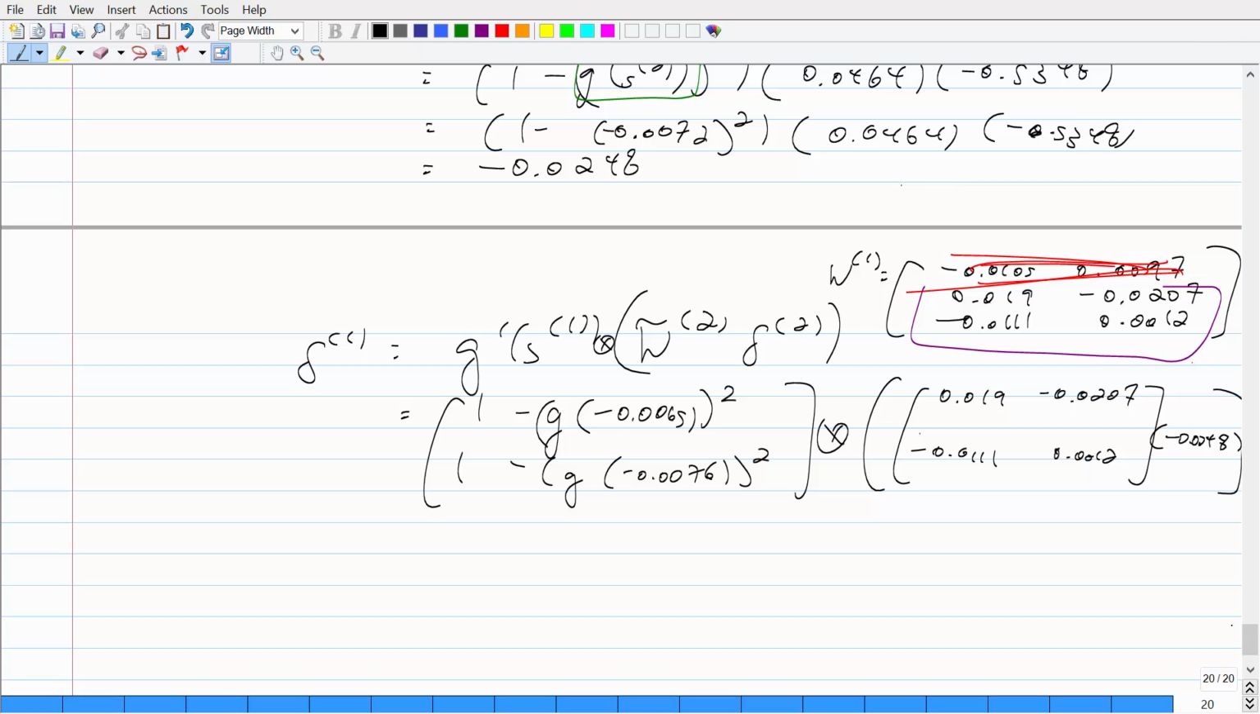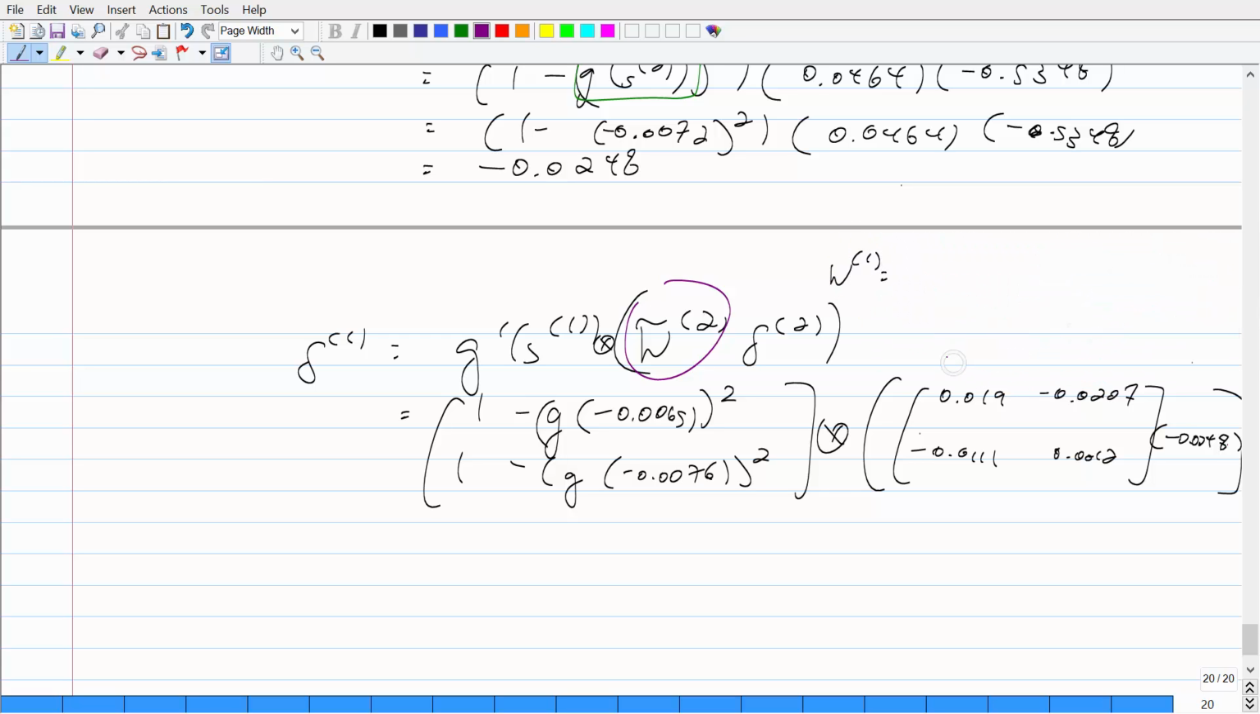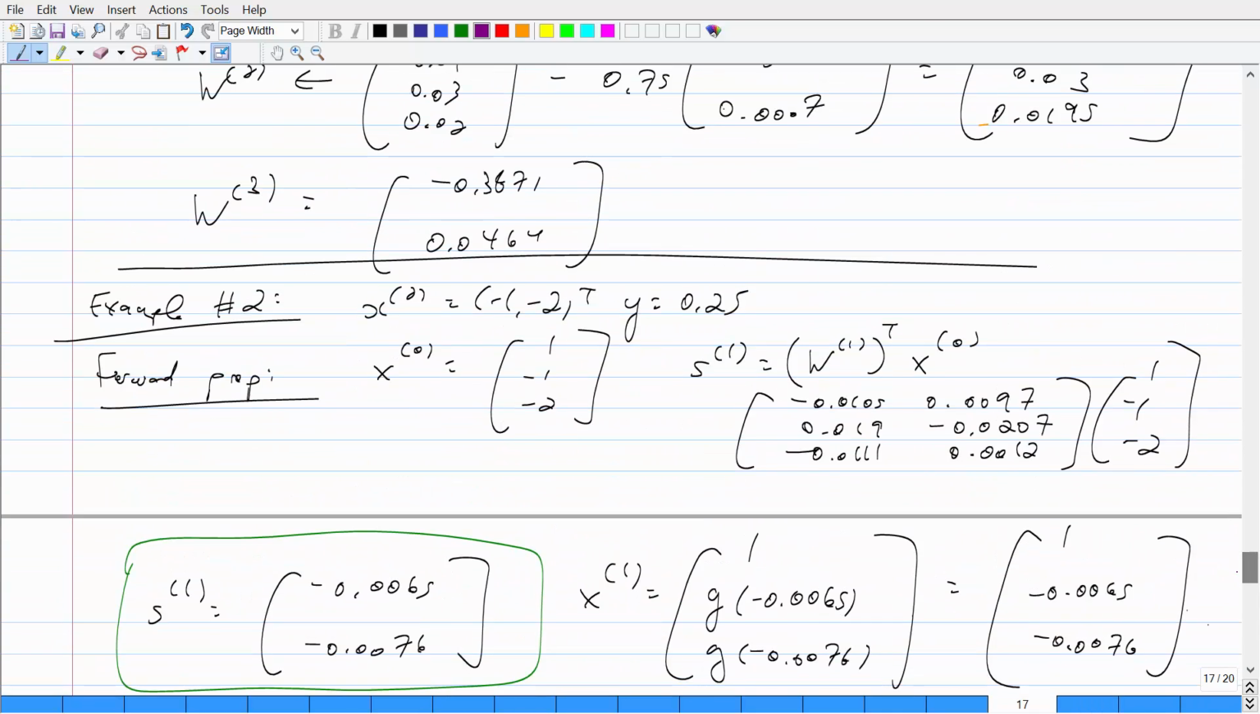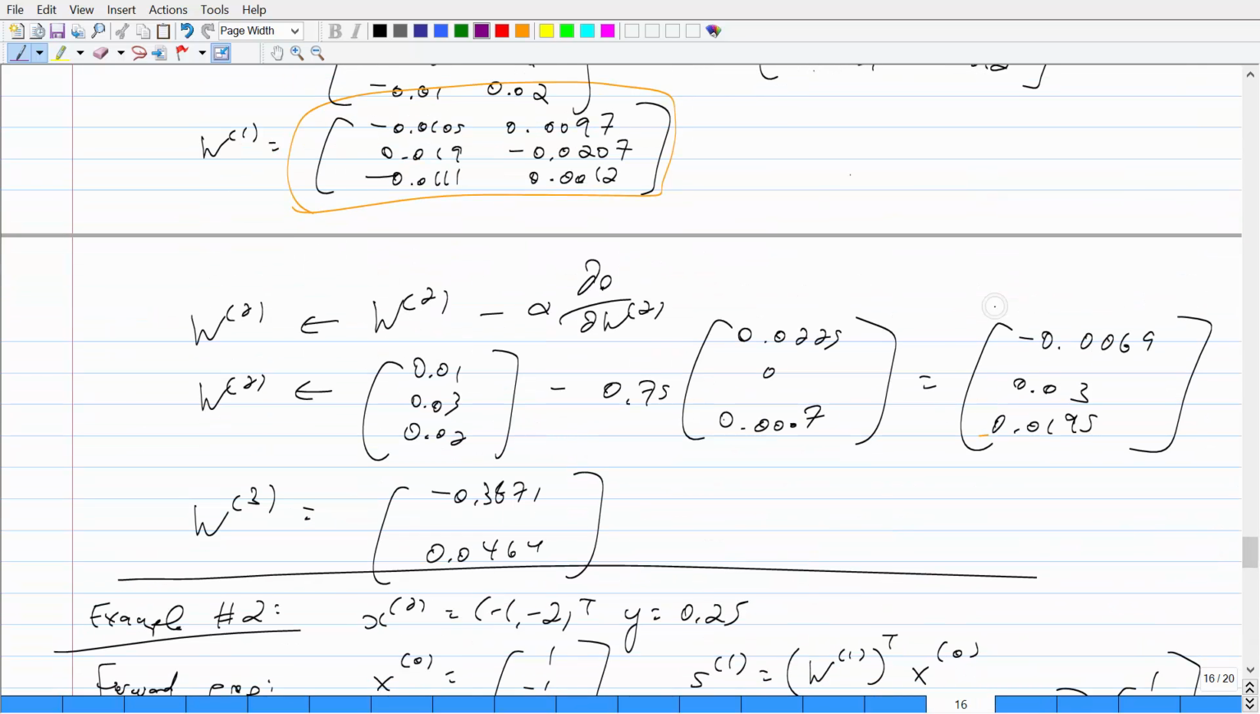Oh, sorry. Oops, I copied the wrong matrix. My bad. This is W1. I need W2. I'm really blind. So get rid of this. Surprised no one caught that. Hey, I make mistakes too. This one. I need this one. I copied down the wrong matrix. I'm surprised you guys didn't catch that.